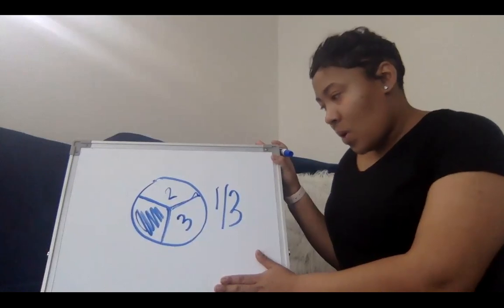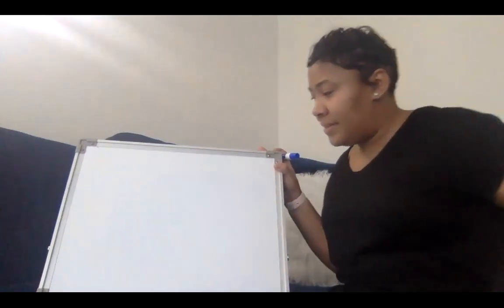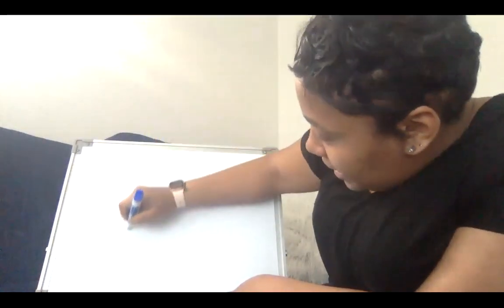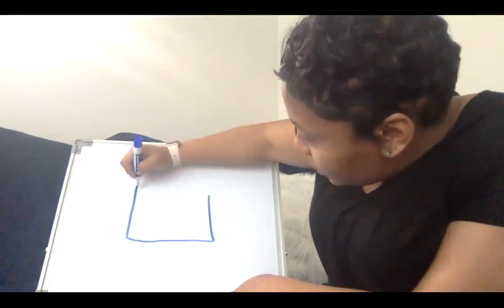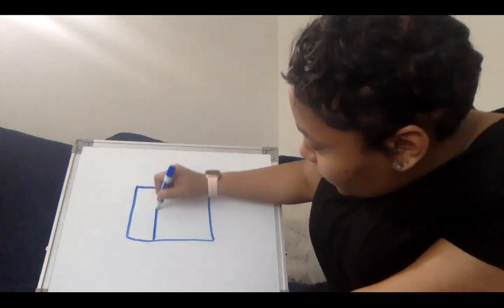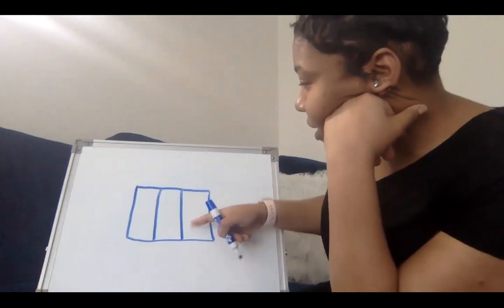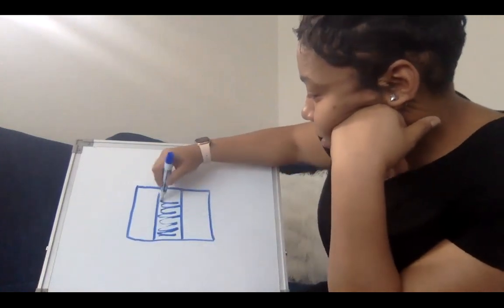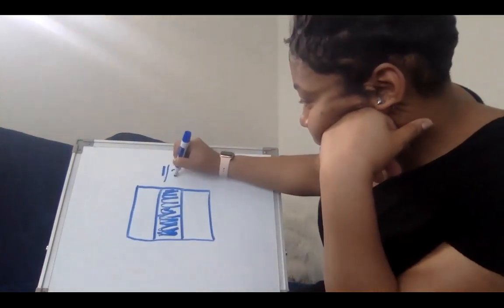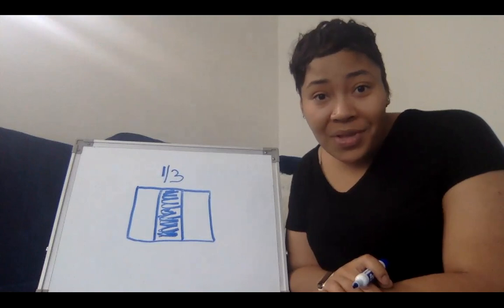Erase that board. I'm going to show you another example, Kipsters. With a fraction, it means that every piece has to be the same size. So pretend that I have a candy bar. And I'm going to split it into 3 equal parts. So I have 1, 2, 3. Then I'm going to shade in 1. This is 1/3 of a fraction. Should we practice some using your paper and pencil?